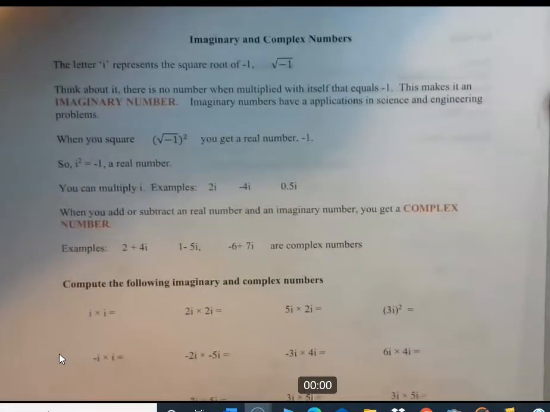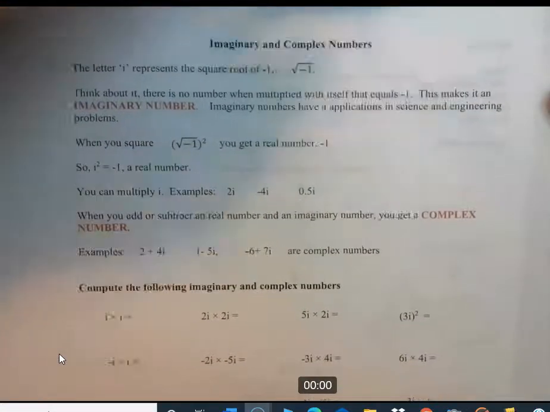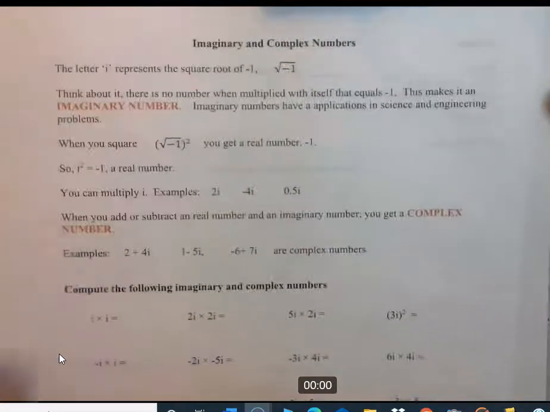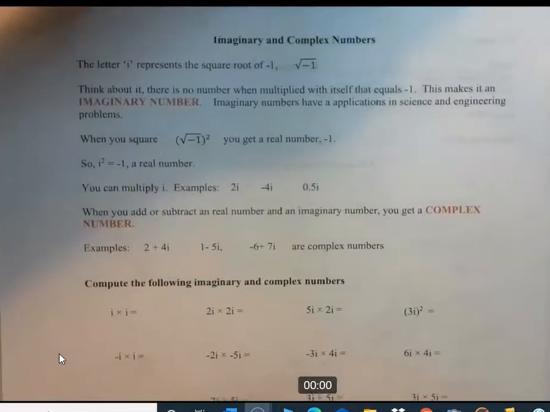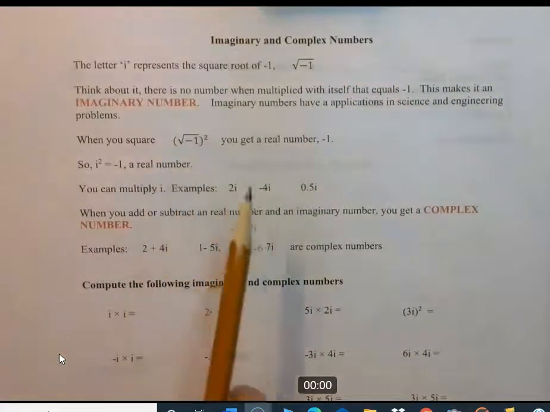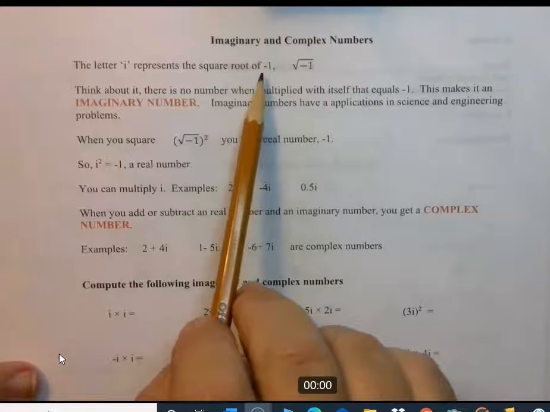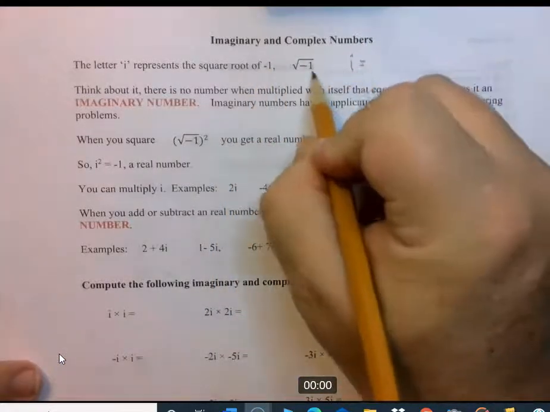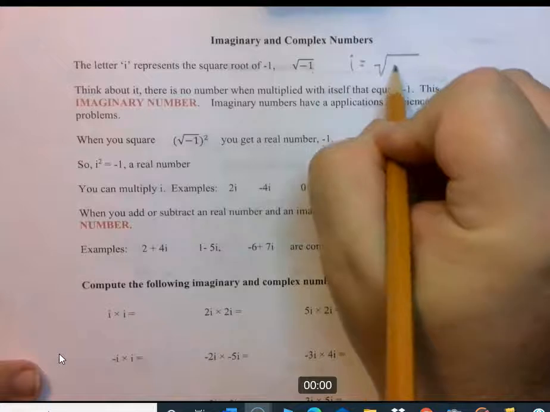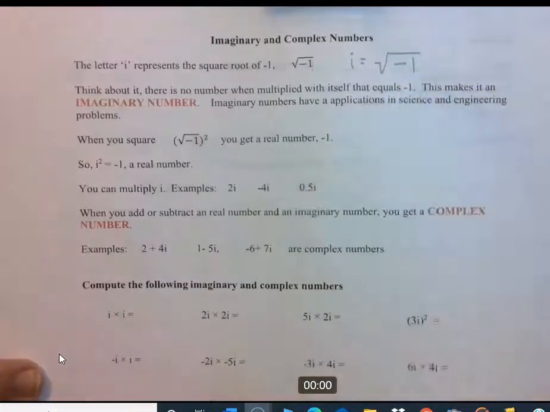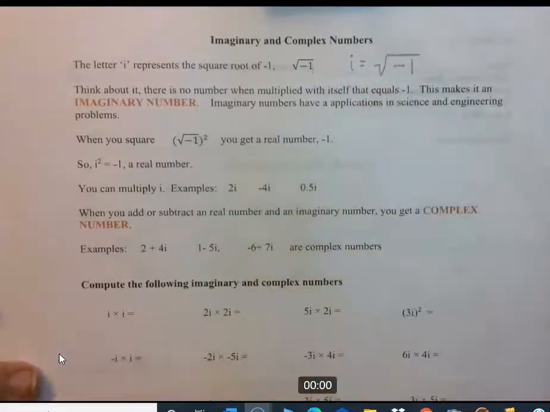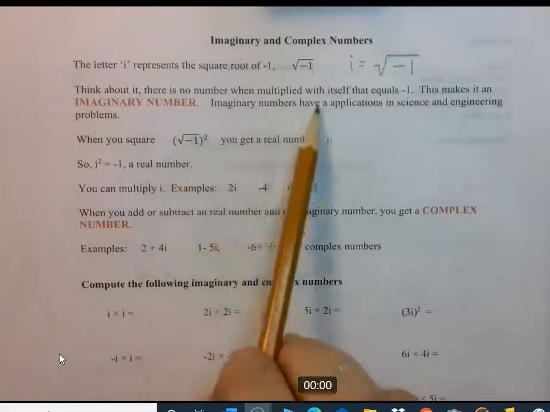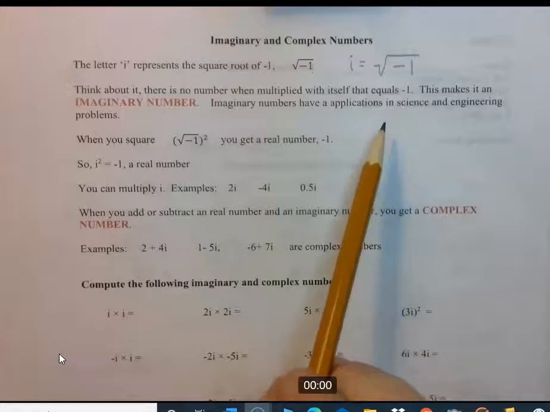So, on the reverse side is some instruction about imaginary and complex numbers. Okay, so the letter i represents the square root of negative 1. So in other words, let's be very clear. i equals this. So anytime you see i, it means that. That is an imaginary number. Why is that an imaginary number? Think about it. There's no number when multiplied by itself equals negative 1.